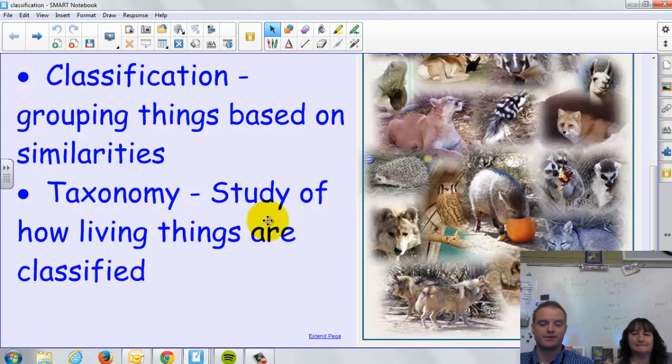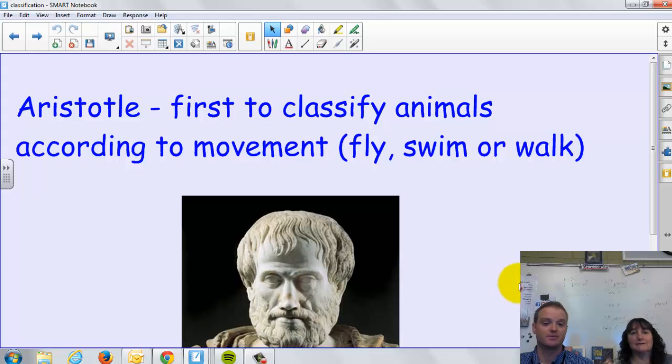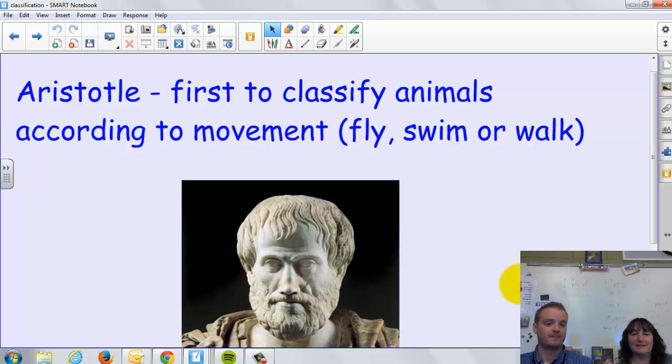So we're going to spend some time on how we do this. How do we classify 2.5 million different types of species? Well, Aristotle was the first guy that decided we need to classify these. So he classified them as animals that fly, animals that swim, animals that walk. Pretty basic. But then as time went on, we realized we need a little more detail than that. Because a dolphin can swim, but a dolphin's a mammal. We're closer to dolphins than fish are to dolphins. So it doesn't quite always work out that simply.